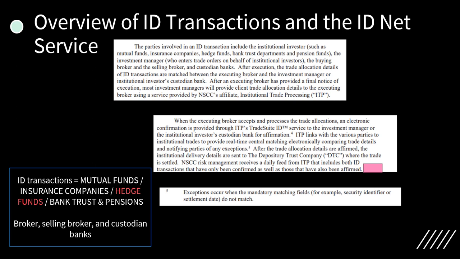The ITP links with the various parties to institutional trades to provide real-time central matching electronically, comparing trade details and notifying parties of any exceptions. Now, it says exceptions occur when the mandatory matching fields do not match. After the trade allocation details are affirmed, the institutional delivery details are sent to the Depository Trust Company, or the DTC, where they are finally settled. Now, NSCC Risk Management receives a daily feed from ITP that includes both ID transactions that have only been confirmed, as well as those that have been affirmed.